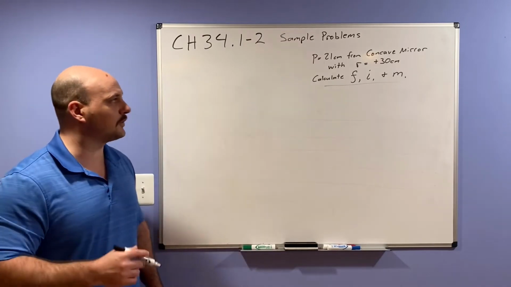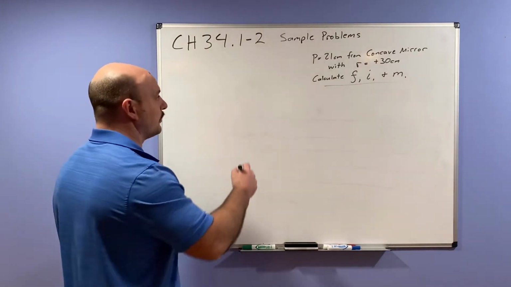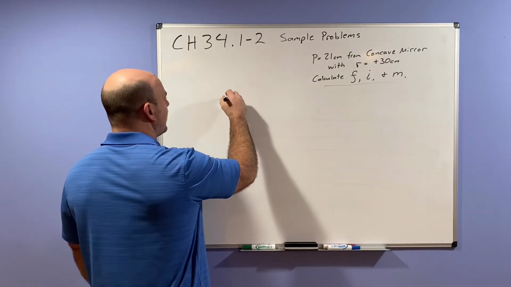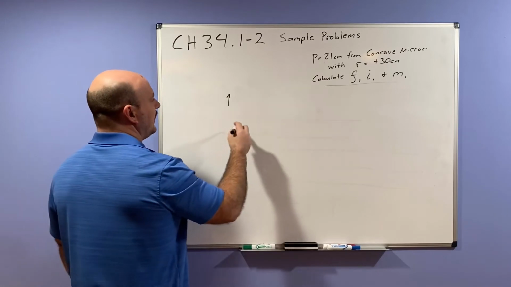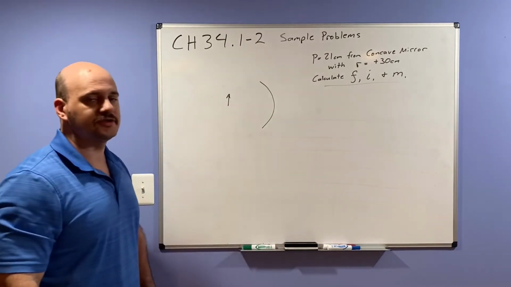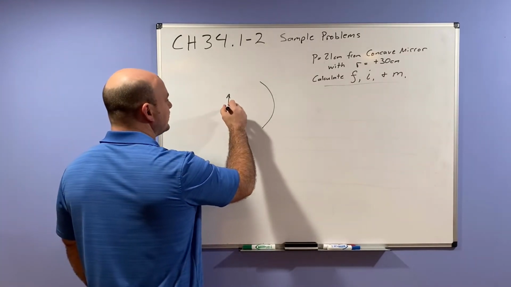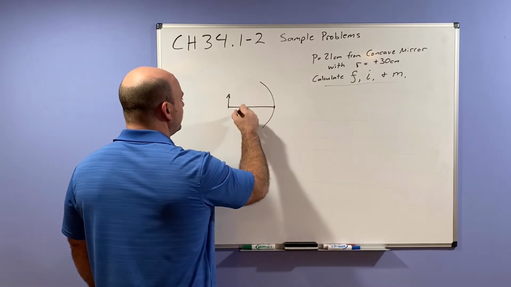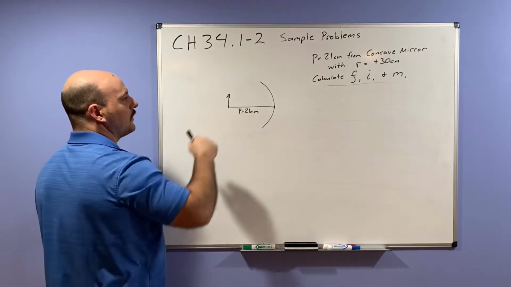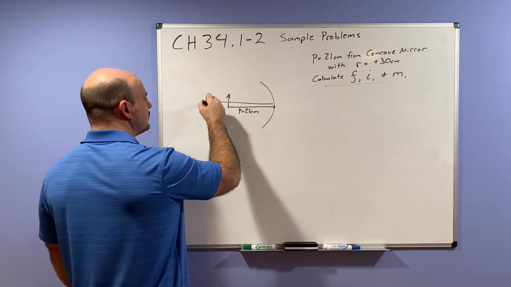All right, so the first thing we want to do is sketch the system, at least the mirror part. Here's our object, an arrow, and it's a concave mirror. Remember, a concave mirror curves towards the object. So our object distance P is 21 centimeters, but the radius of curvature of the mirror is 30 centimeters.